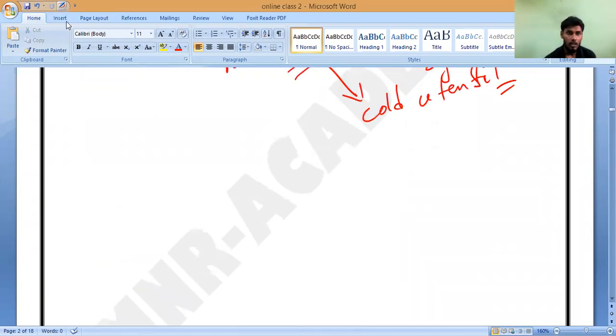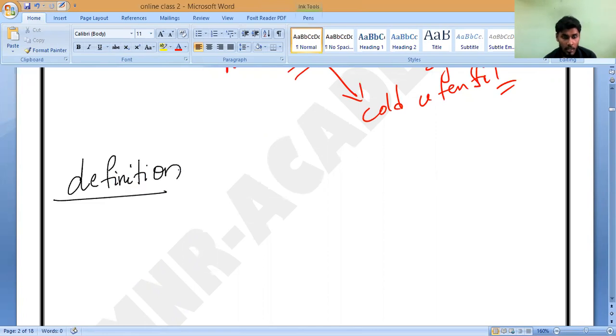Right now neatly write the definition of transfer of heat. It is most important. If somebody asks you after the class, you must have the capacity to explain it. Understanding? Simply, sir.